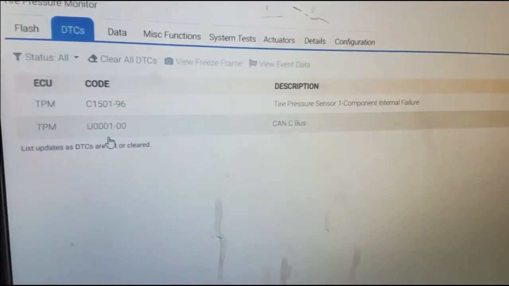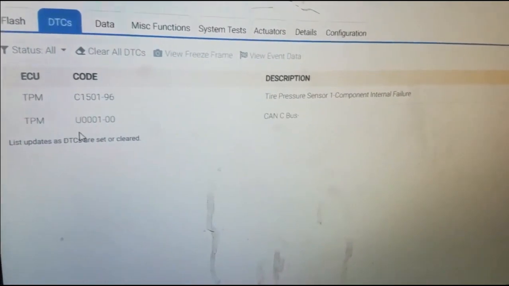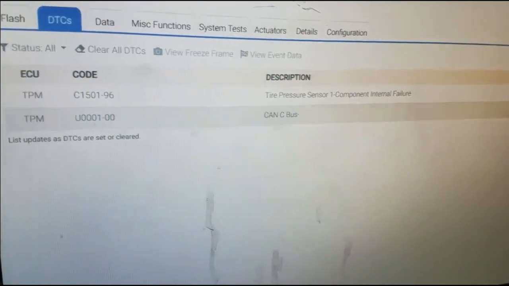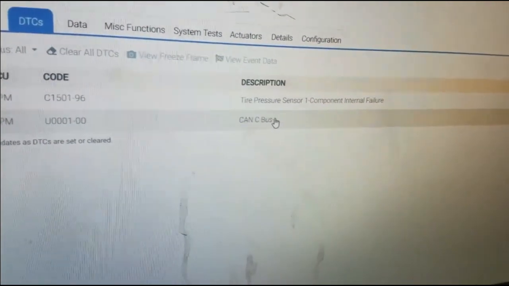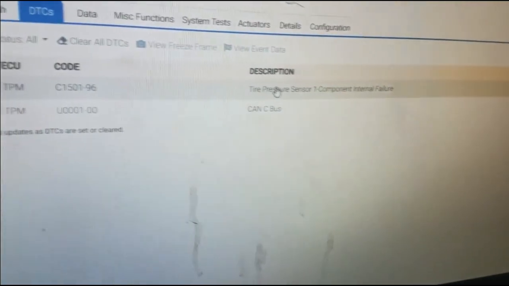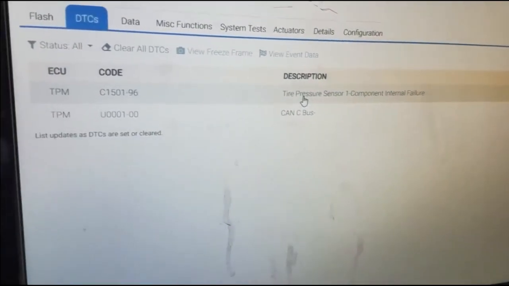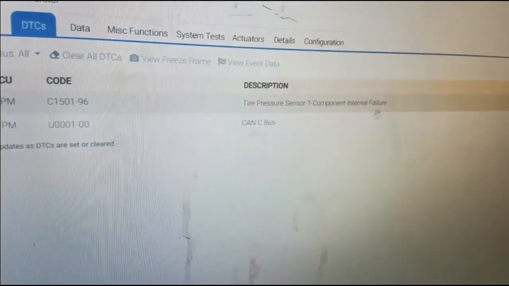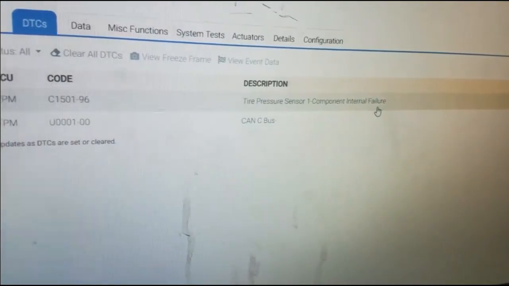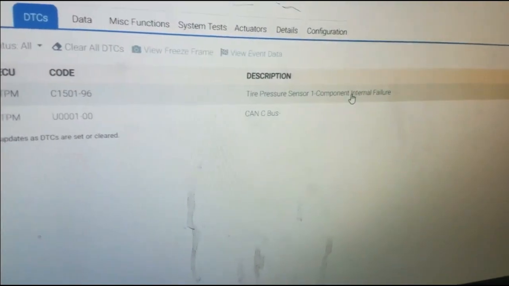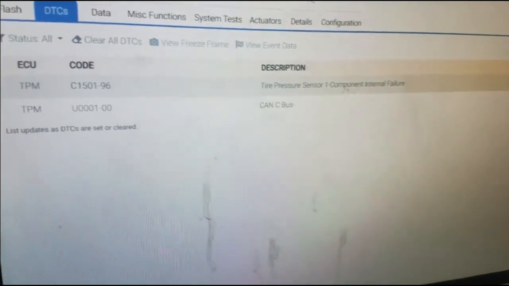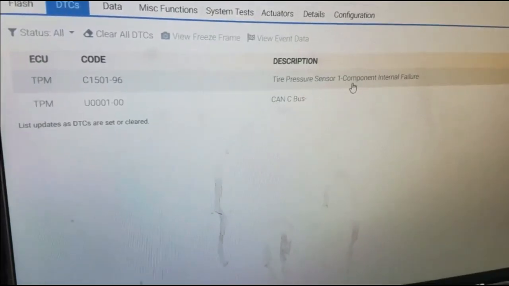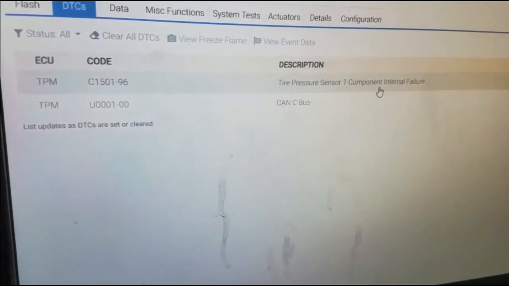C1501. And we got another code here for a U code, bus communication code, CAN-C bus. There's something else going on with that because that is stored. But for the most part, sensor 1 is, y'all see that? Internal failure. So what that means, there's nothing you can do but replace it. No matter how much air you add into it, it's dead. It's internally shorted. The only remedy for it is to replace it.